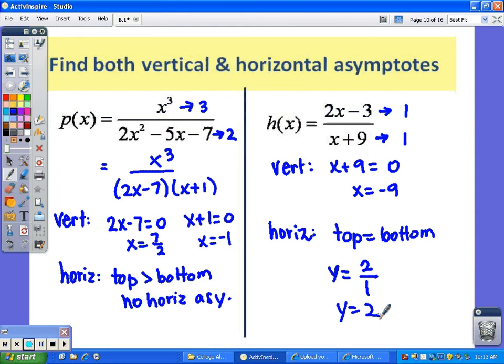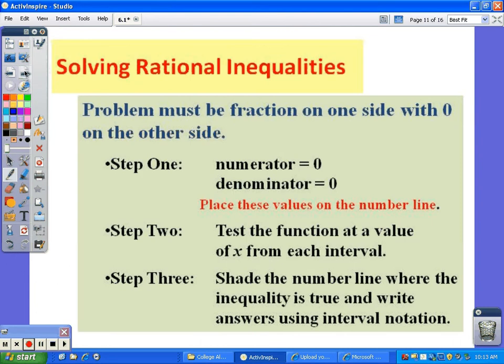Now, we just got through working on vertical and horizontal asymptotes for our rational functions. Now we need to look at our rational inequalities and figure out how to solve those.